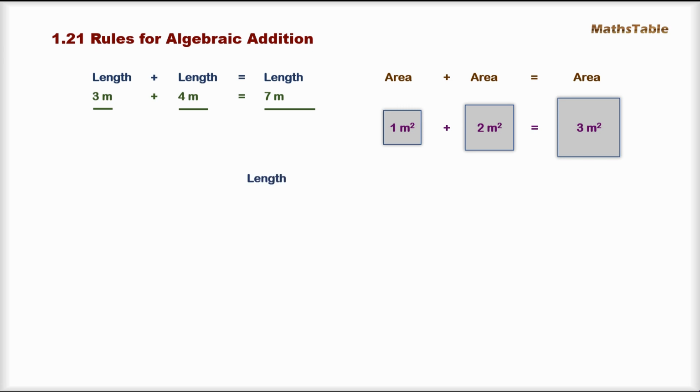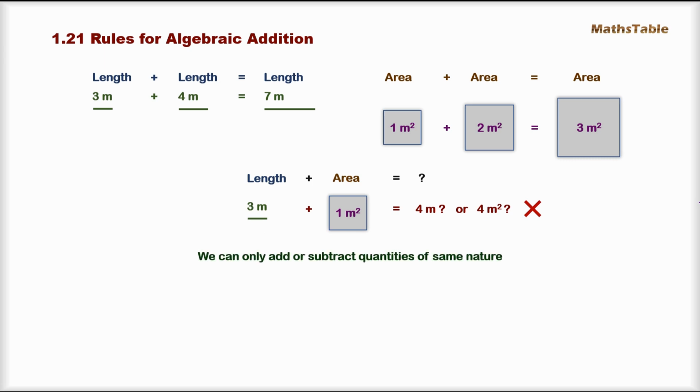But can we add a length to an area? What do we call the final result? Like 3 meters plus 1 square meter is equal to what? 4 meters or 4 square meters? Well, the simple answer to this is none of these. This is because length and area are quantities of entirely different nature, of different types. We cannot add a length to an area. This doesn't make any sense, and this is something very common. So we can simply conclude that we can only add or subtract those quantities which are of a similar nature.